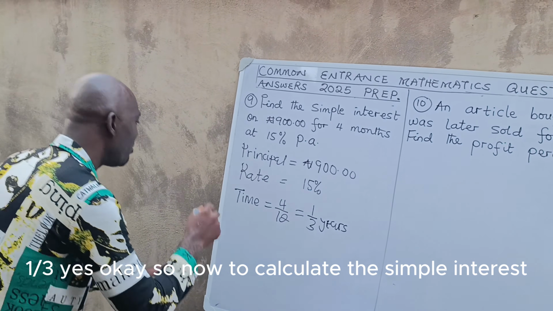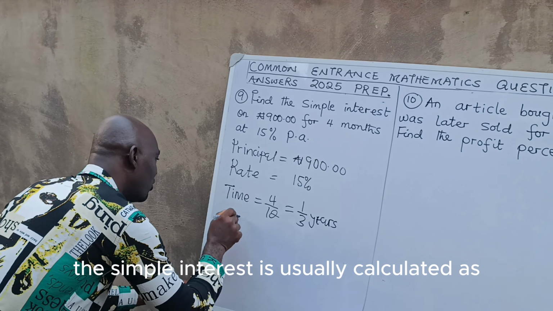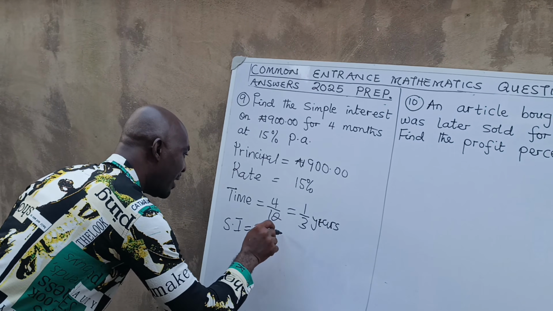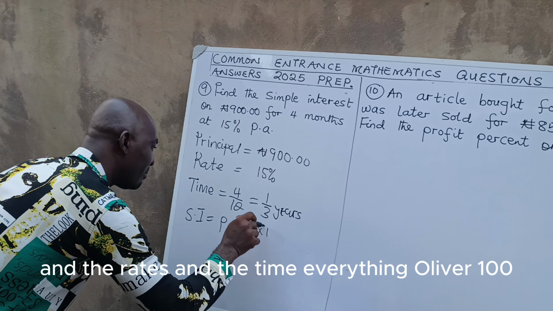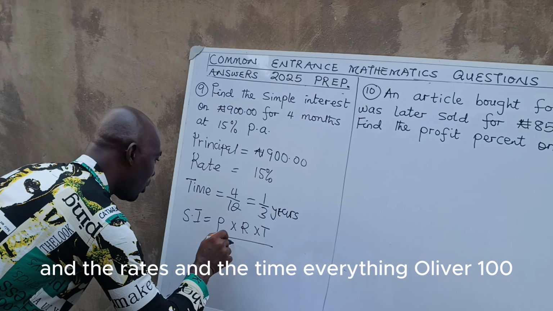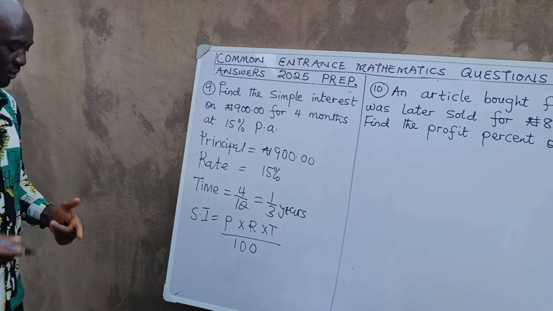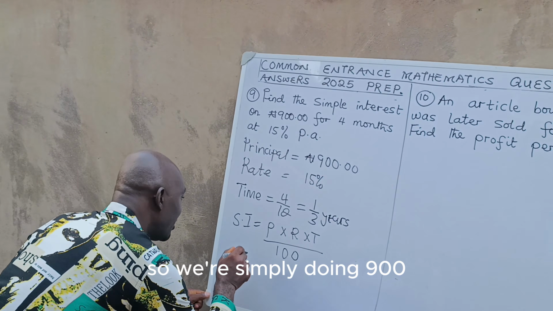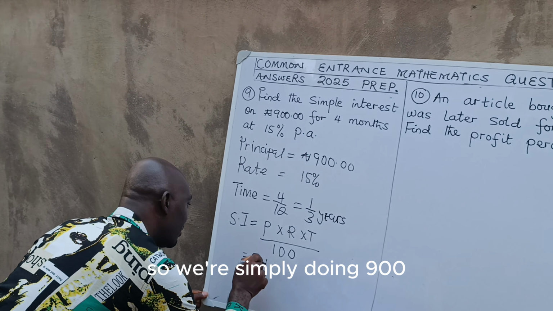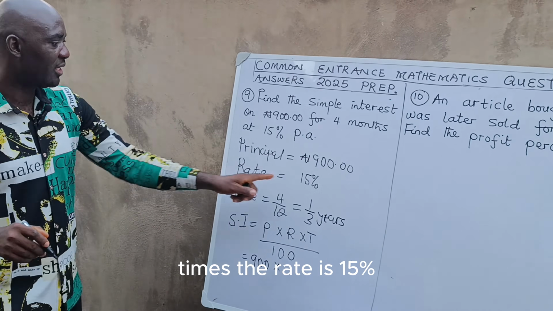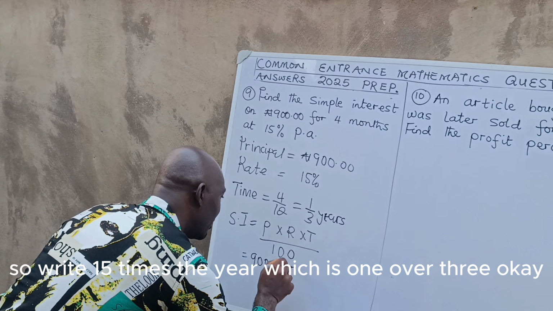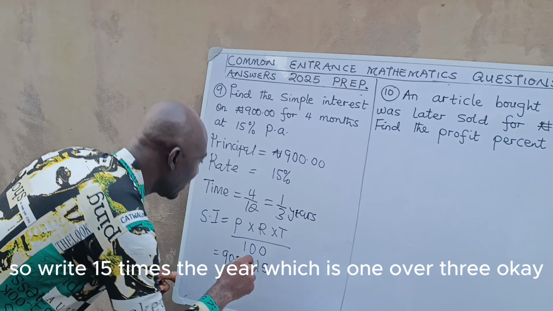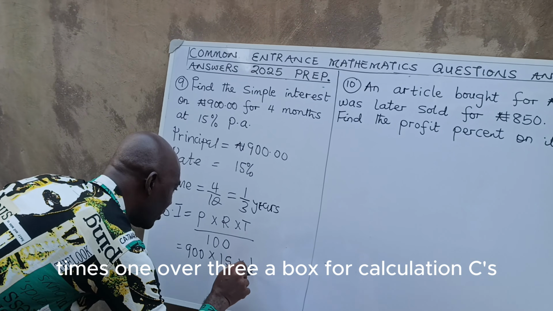Okay, so now to calculate the simple interest, it is usually calculated as the product of the principal and the rate and the time, everything all over 100. So in this, the principal, as we have said, is 900. So we're simply doing 900 times the rate, which is 15%, so we write 15, times the year, which is 1 over 3.